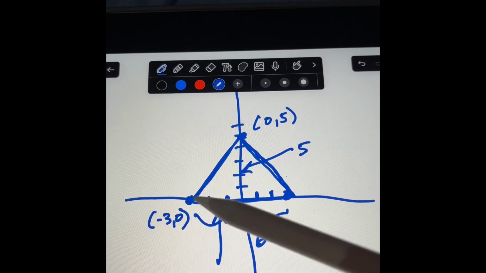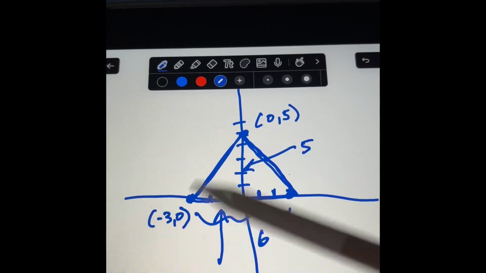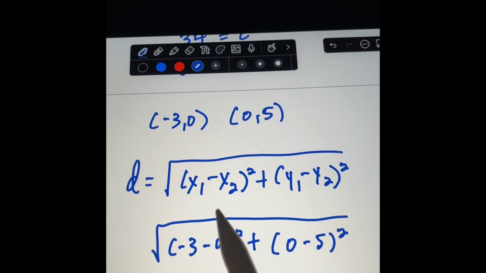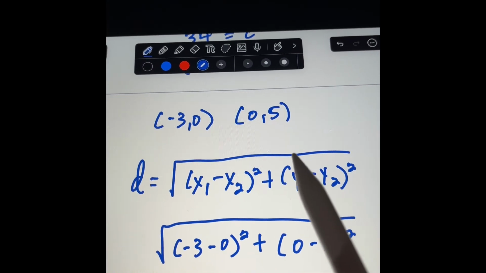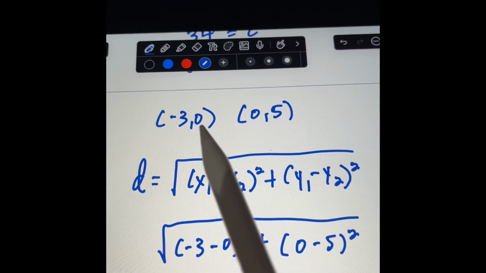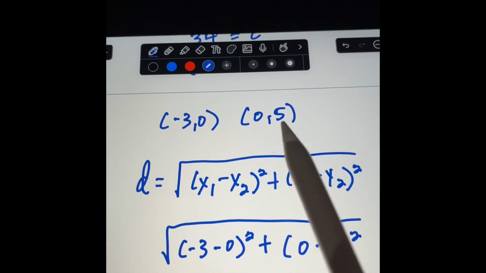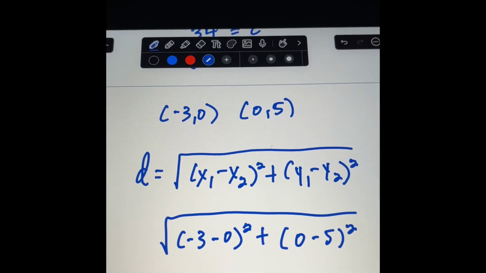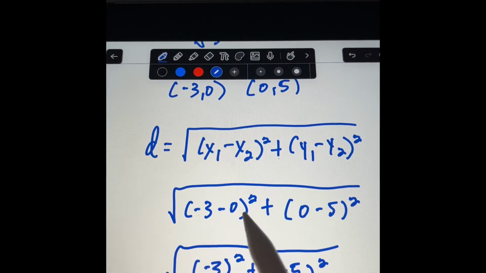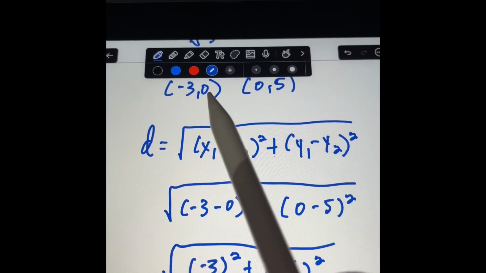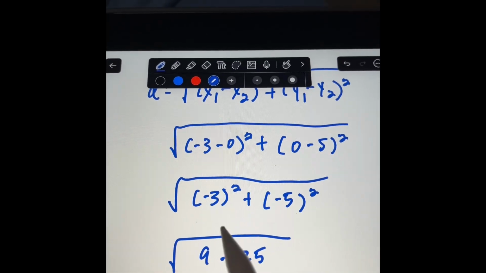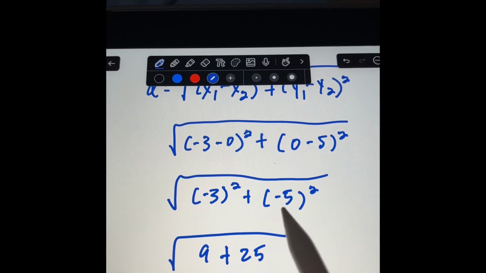So another way to do that is to use these endpoints, (0, 5) and (-3, 0). Use those endpoints and do the distance formula. So this is the distance formula. If you take these 2 points and plug them in, this is x1, this is y1, this is x2, this is y2. If you plug those in down here, it's going to look like that. So I'm subtracting the 2 x's, (-3 minus 0) squared, and then the 2 y's, (0 minus 5) squared. Well, this becomes this, and this becomes this.